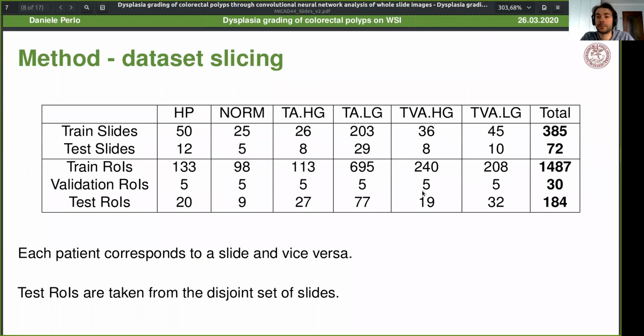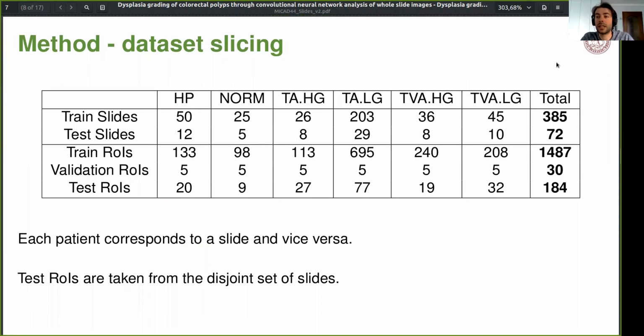We divided our data set at the slide level because one slide means one patient. So we have no overlap between train and test patients. We also have a validation set, but it is made at region of interest level, and the regions of interest are taken from the training set.